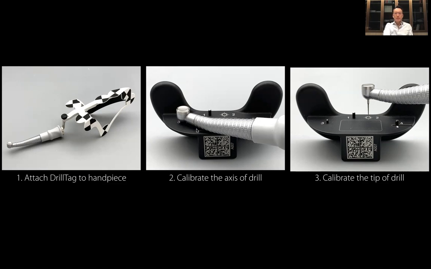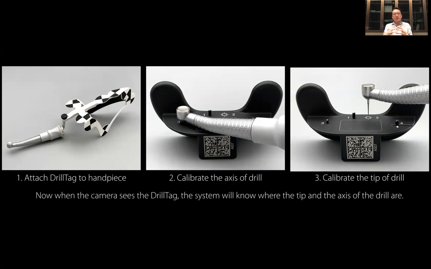The first thing we need to do is calibrate the axis of the drill. So we place the chuck or head of the handpiece onto a little post here on the calibrator, and this tells the system where the axis of the drill will be. And then we put the drill or a burr onto the handpiece, and we put the tip of the burr into the indentation on the calibrator, and this will tell the system where the tip of the drill is. So now when the camera sees the drill tag, it will know the axis of the drill and also the tip of the drill.